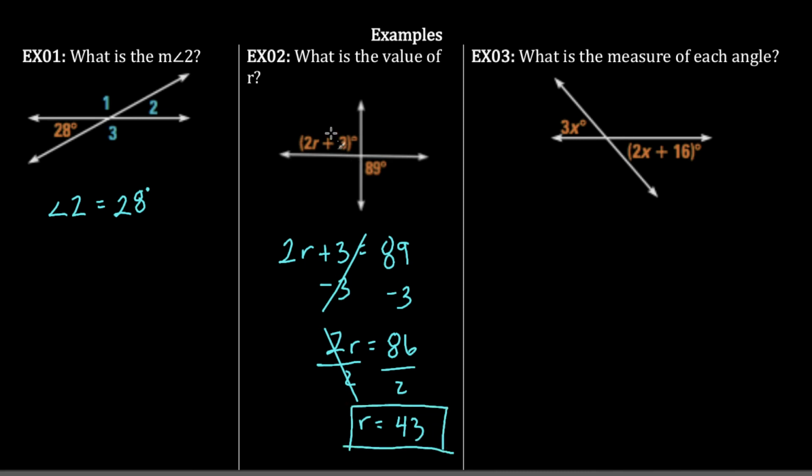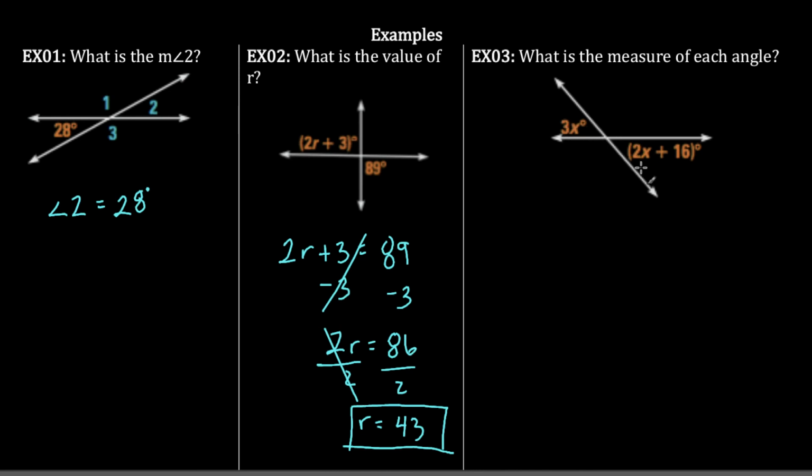It just wants to know the value of R. We already know that this is 89 degrees, and this is 89 degrees, too. If you want to make sure your answer's right, you can multiply 2 times R, which is 43, and you get 86. And then if you add 3, you get 89.